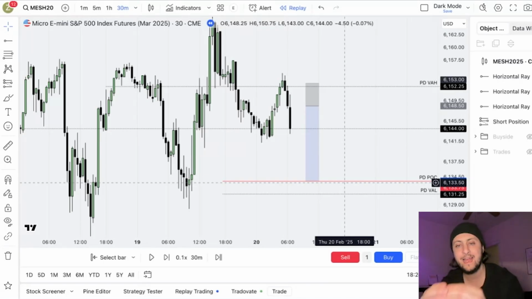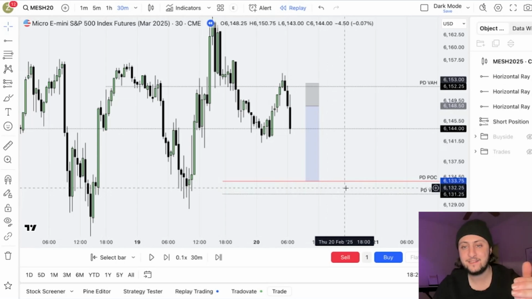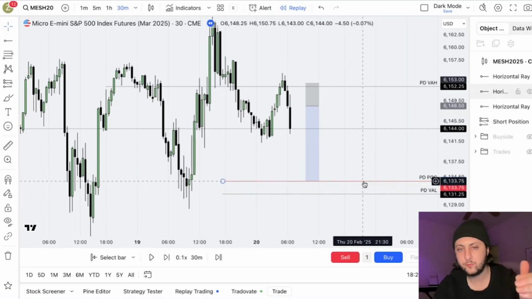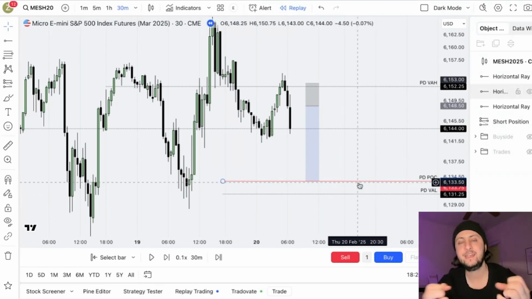So the most trading activity on ES yesterday happened at 6,133.75. That was the price that had the most volume conducted. So think of this level as a magnet right now because it has not been engaged with. The market is going to be attracted to coming to where those orders are.